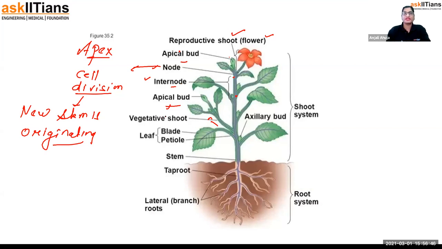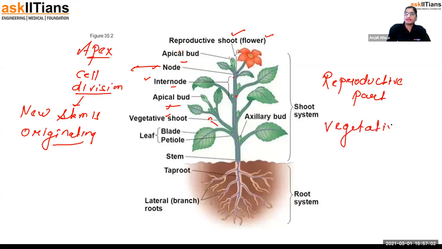Then there is a vegetative shoot. If I tell you, in a plant there are mainly two parts. One is the reproductive part, and another is the vegetative part. If I talk about the parts of the plant, I will say mainly root system and shoot system, but you can also mention that there are mainly two parts.